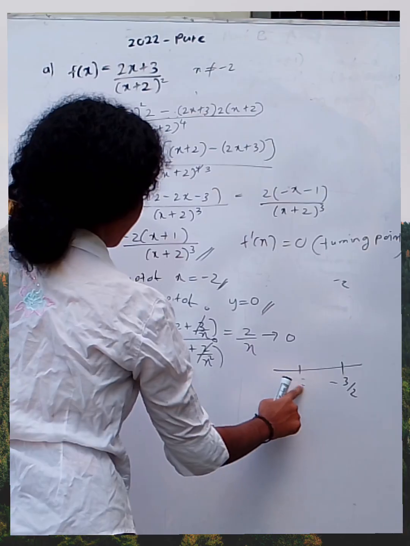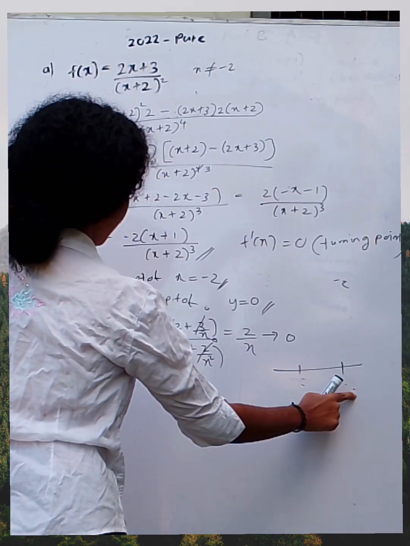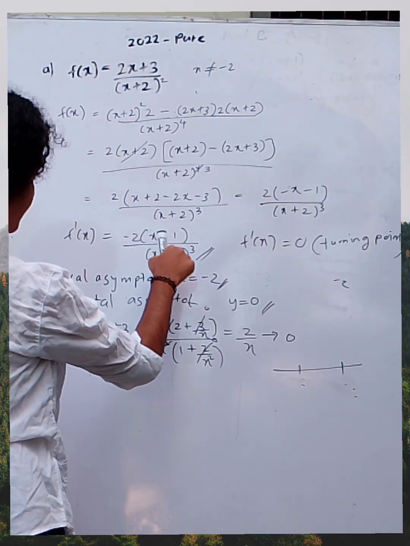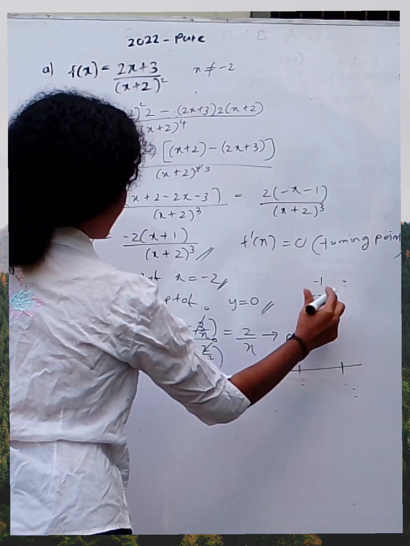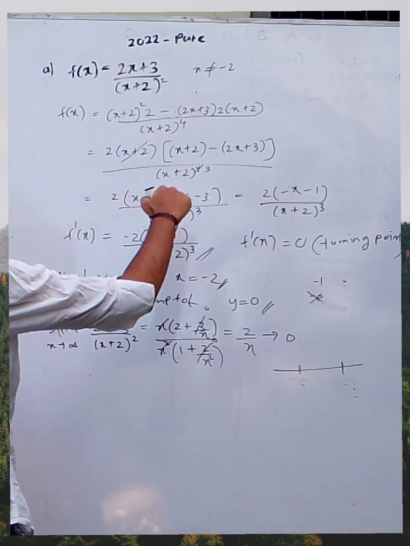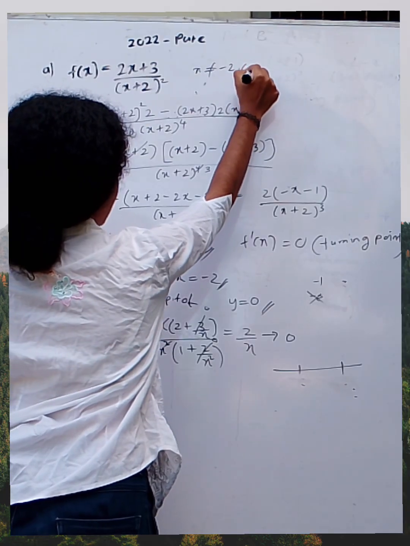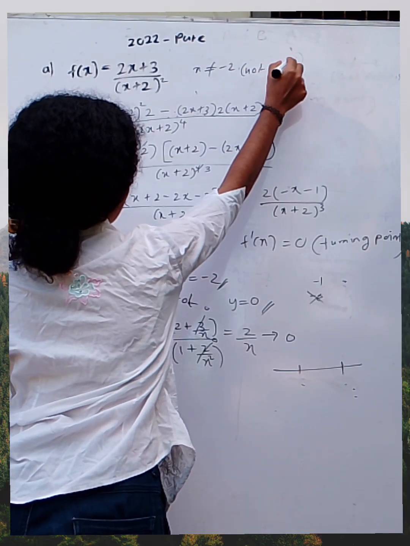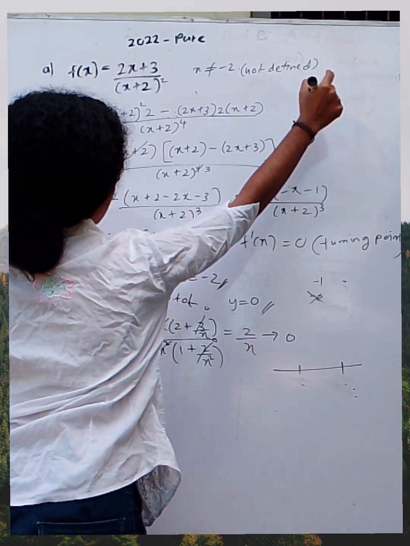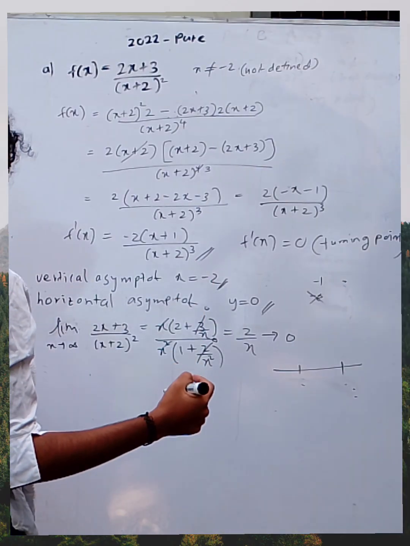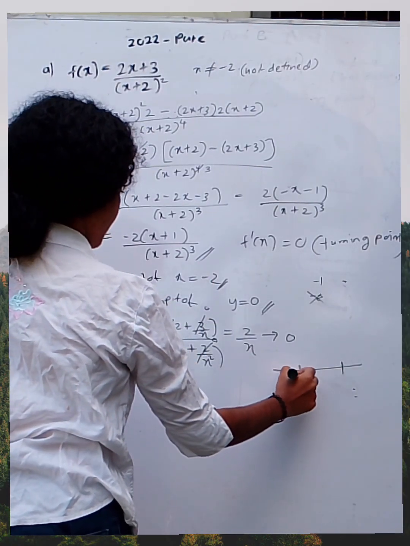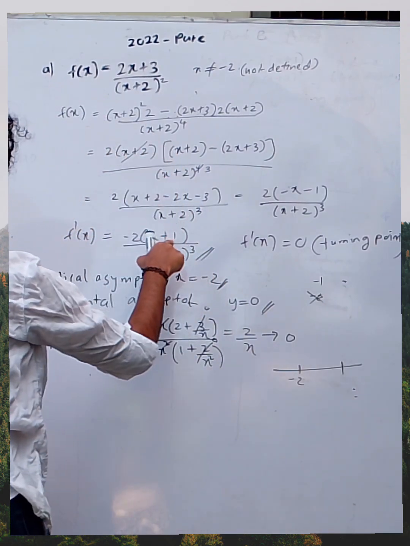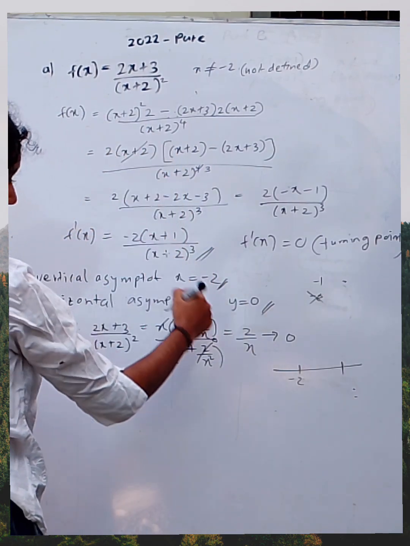I need to consider this for the f dash x, right? We need to consider the f dash x. Here x equals minus 1 and x equals minus 2. Do not consider minus 2 because it is not defined. That is what we call the vertical asymptote. Minus 2 is not defined. Hence, I can write minus 2 as well, and also minus 1. Minus 1 is the point on x.